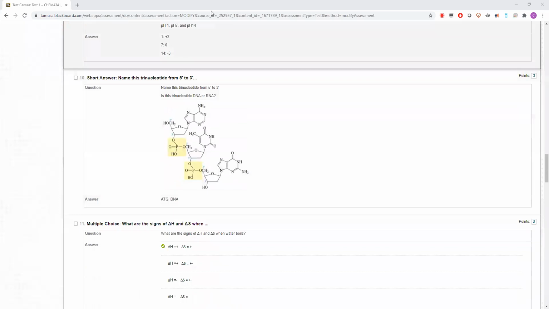Trinucleotide. So remember, I saw this error quite a bit. It's this carbon that is determining if you're DNA or not. So there's no OH there, so that's deoxy.